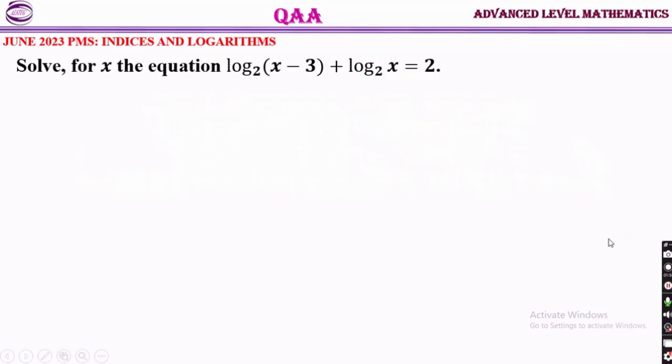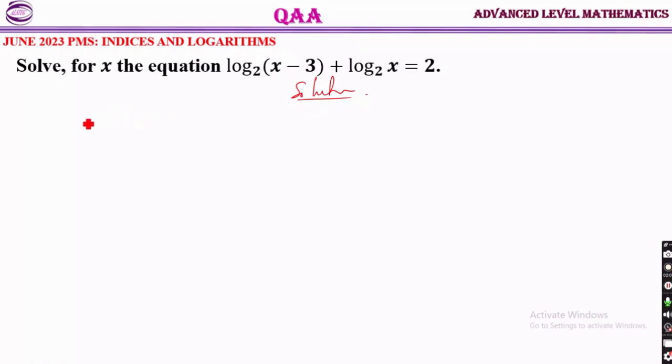So as far as indices and logarithms are concerned, June 2023, pure math statistics. It says solve for x the equation log to the base 2 of (x minus 3) plus log to the base 2 of x equals 2. As we can see, both logarithms that have been given to us have been given in terms of base 2. So, solution.